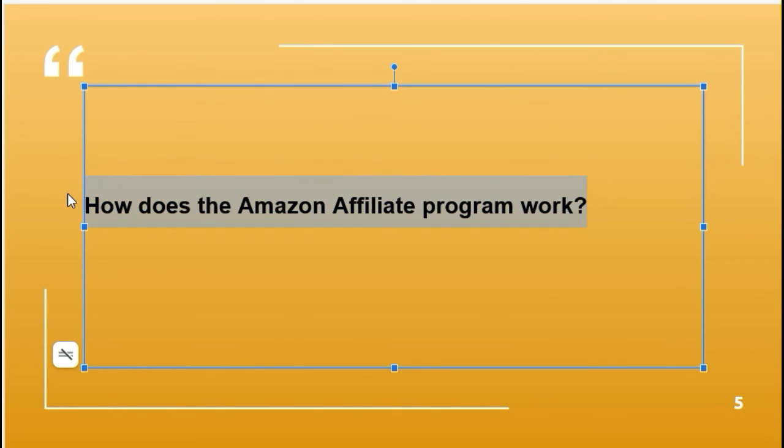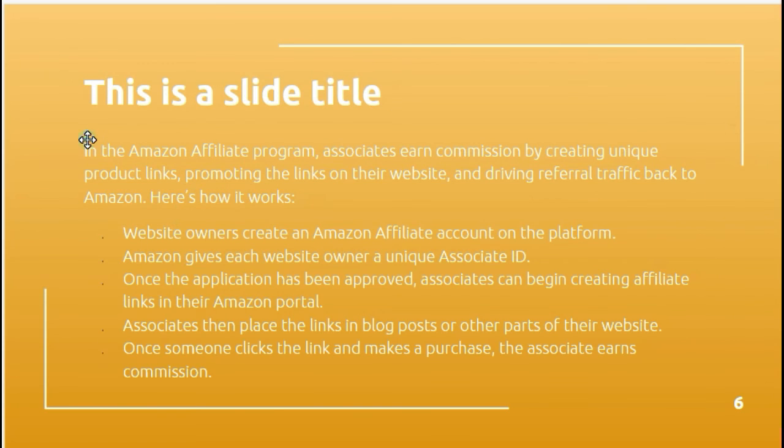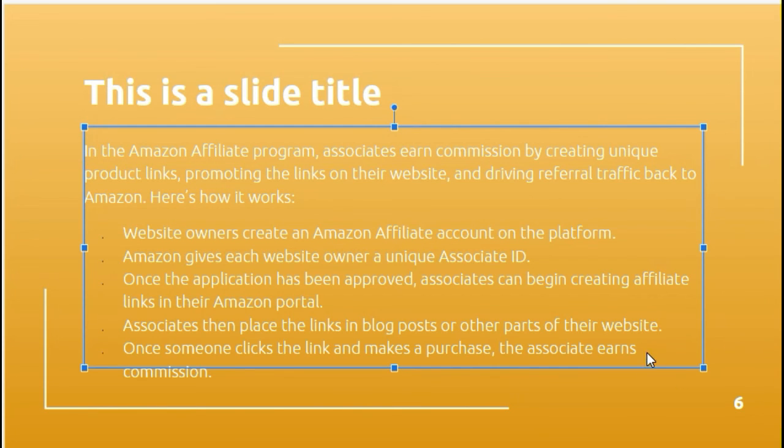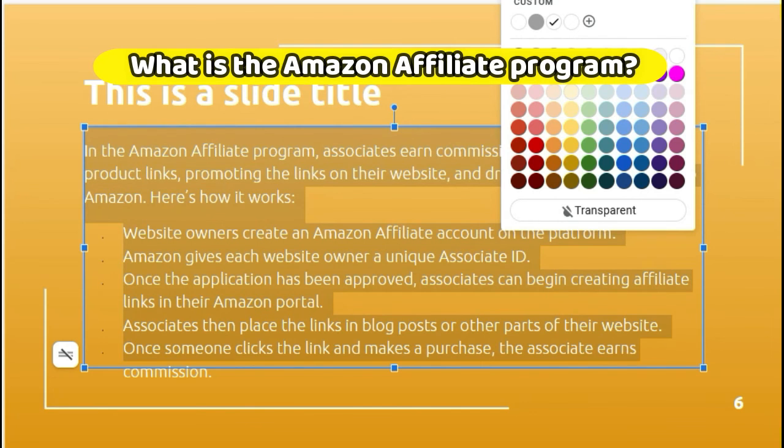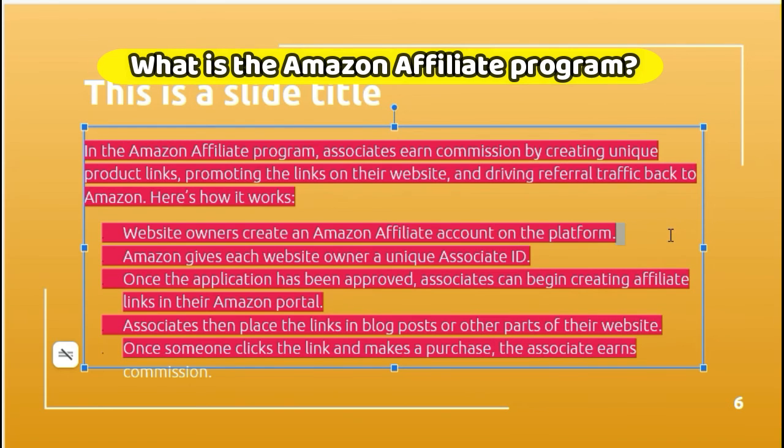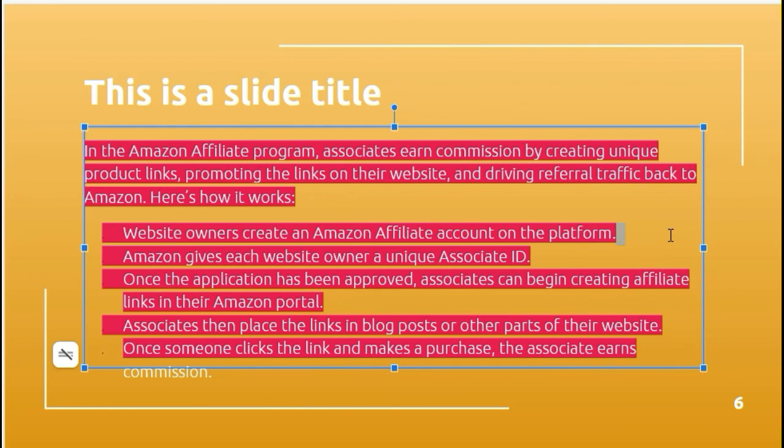How does Amazon affiliate marketing work? It is explained briefly and deeply here: you earn commission by creating many links and promoting them on your blog and your website, and you will have a referral code ID and you will get money. So this is all about Amazon affiliate marketing.